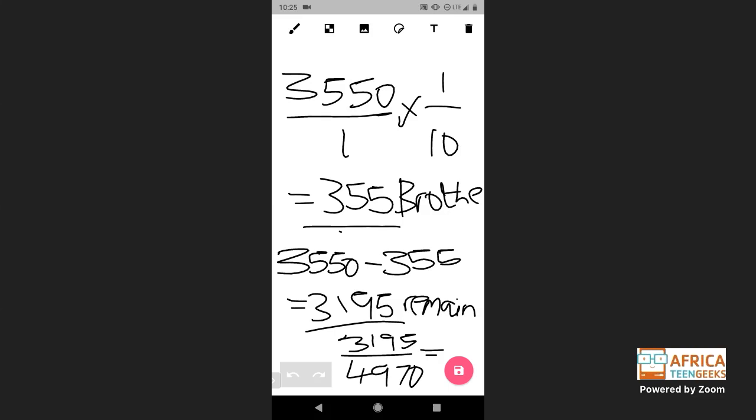So guys, can we simplify this fraction? Because now we are done, we have our final answer. So can we simplify this fraction? And if we do, what is our highest common factor for both of these numbers, which is 3,195 and 4,970?